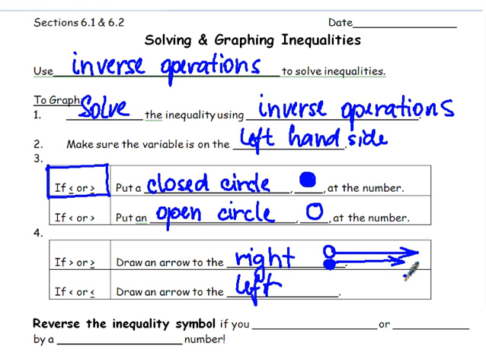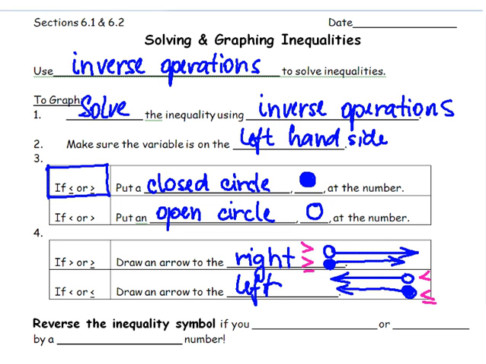So this is how it's gonna look. If it's less than, we will have an empty circle and an arrow. If it's less than or equal to, we will have a closed circle and an arrow to the left. And I will put the symbols there just so that it's clear. So this is greater than or equal to. This one represents less than, and this is less than or equal to.